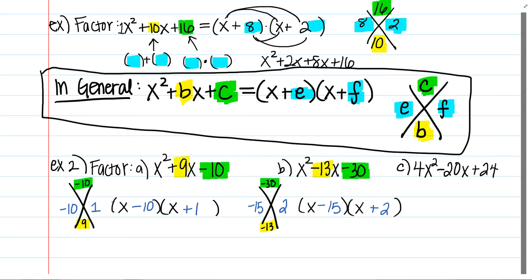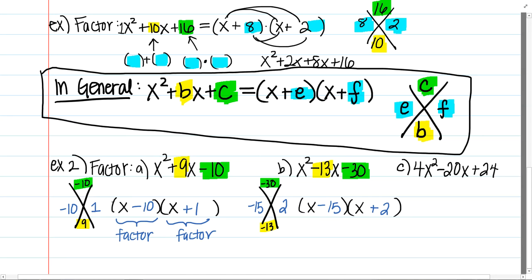So the answers to the first 2 are -10 and 1. So the factorization would be x minus 10 times x plus 1. For B, it would be x minus 15 times x plus 2. Just a quick note, each one of these binomials is a factor. Okay, each one is a factor. All right, let's talk about C.